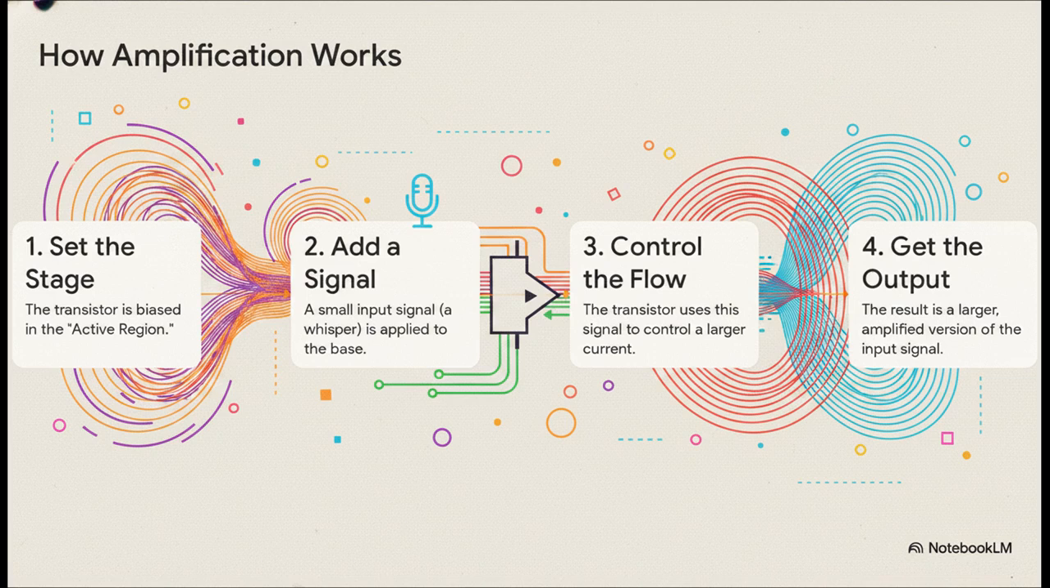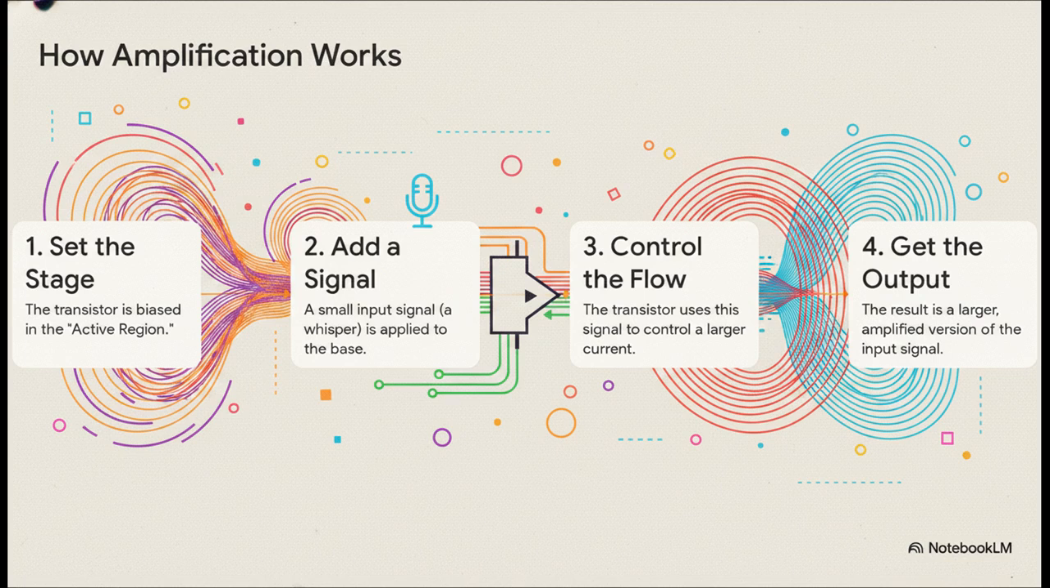And here's how it works. First, you set up the transistor so it's idling right there in that active region. Then you feed it a tiny little signal, say from a microphone picking up your voice. The transistor uses the tiny wiggles in that signal to control a huge flow of current from a power supply, perfectly mimicking the input signal, but way bigger.